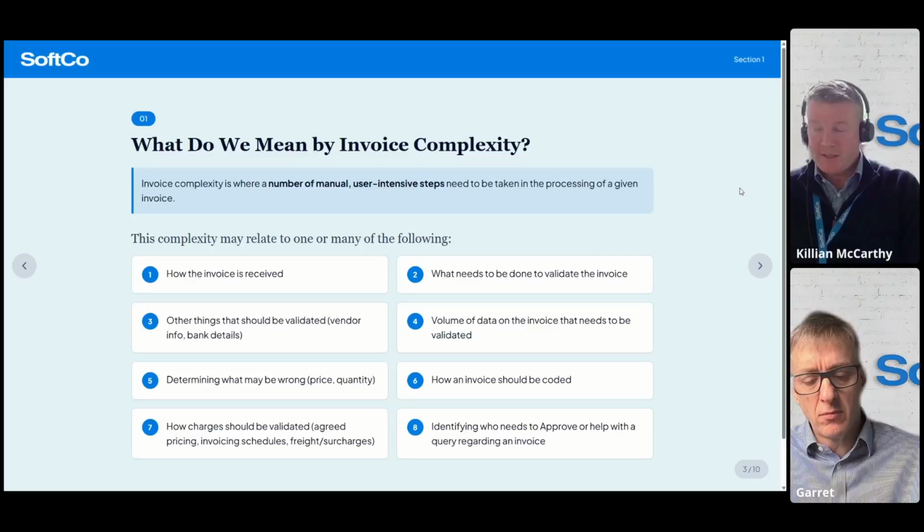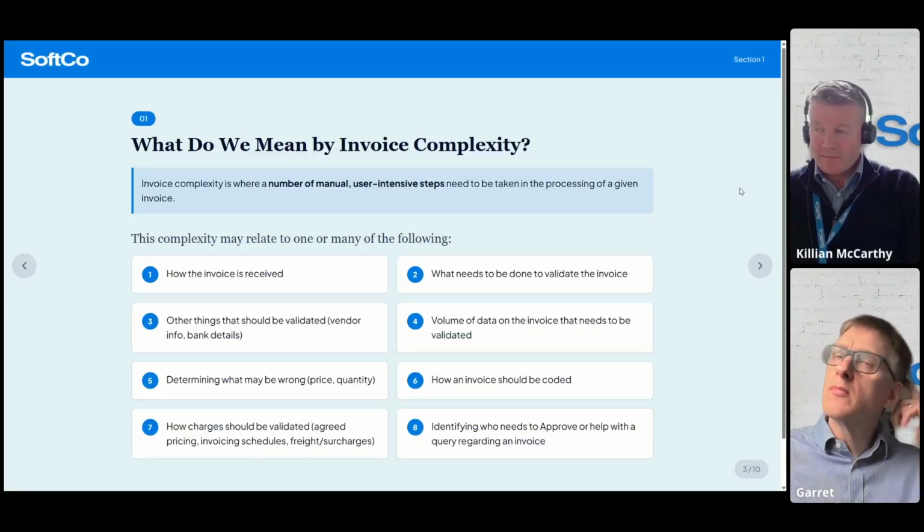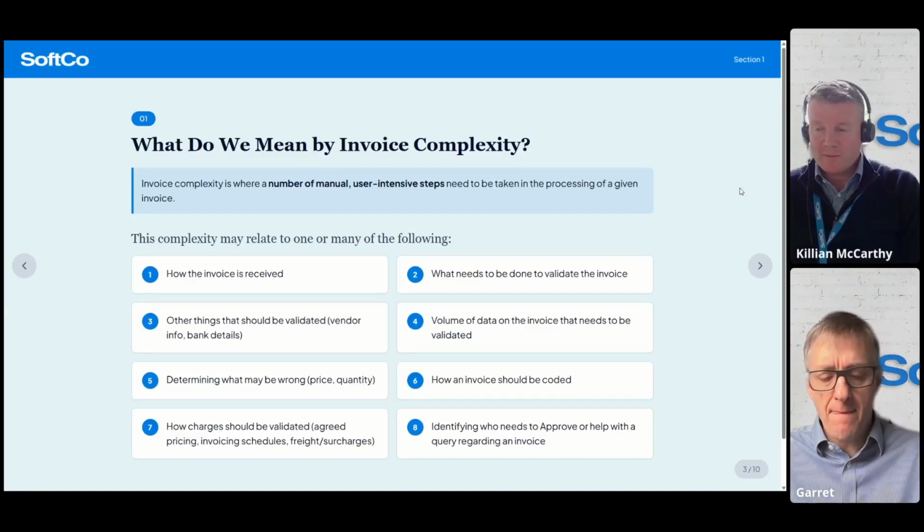So your P2P, procure to pay maturity needs to become more and more advanced in relation to having better PO process, better supplier onboarding. So when we do come to process an invoice, the vendor info is absolutely sacrosanct and validated, and the bank details that are associated with that are very clear.